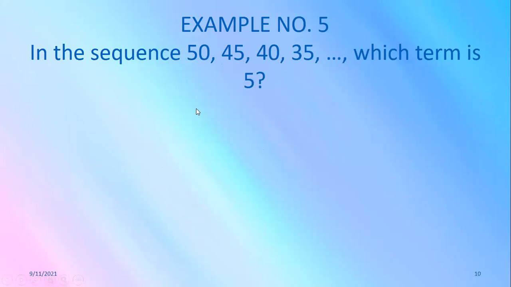So in the sequence 50, 45, 40, 35, which term is 5? So you're looking for the position term or the number of terms. Again, we will still be using a sub n, which is equal to a sub 1 plus n minus 1 multiplied by d. That's the never-dying formula for arithmetic sequence.